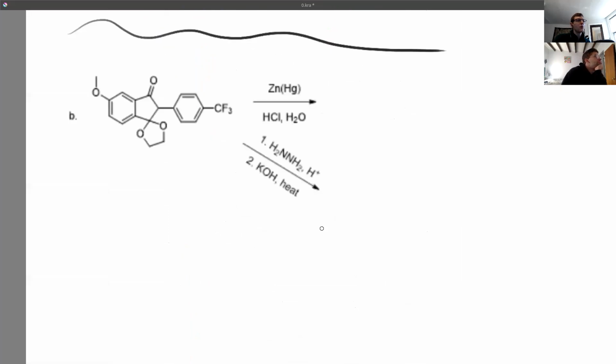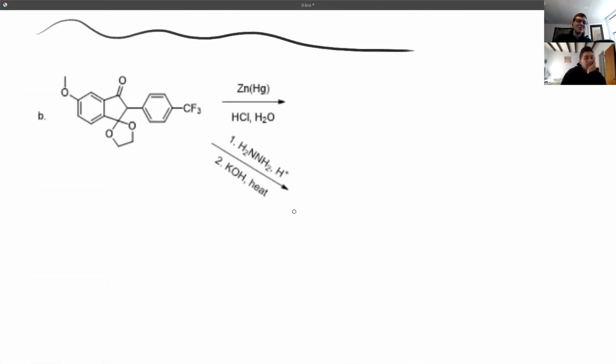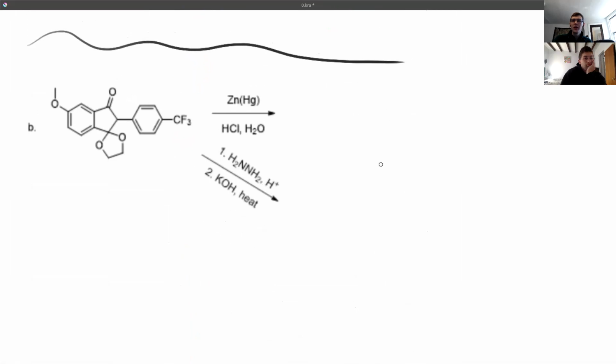Hopefully you didn't think we were done with the Wolff-Kishner reaction, because there's another one here. Why don't you guys think about this for a moment? This one's hopefully not as bad. What are we thinking, folks? I'm feeling that ketone's gonna go away, but I don't know what else.